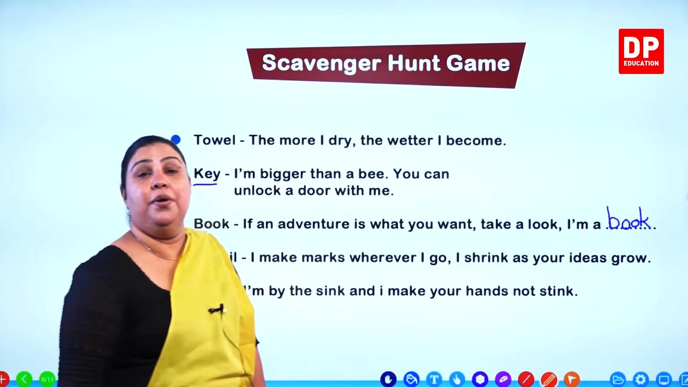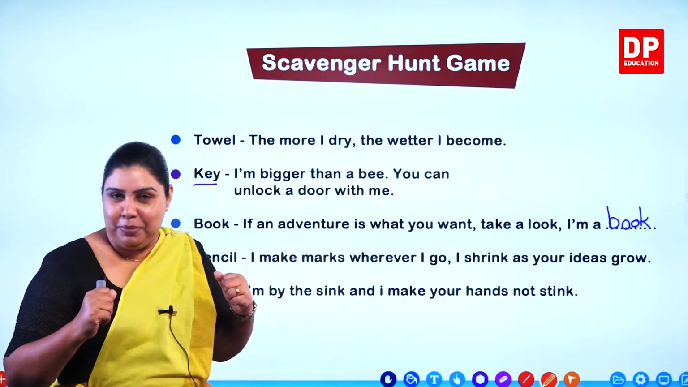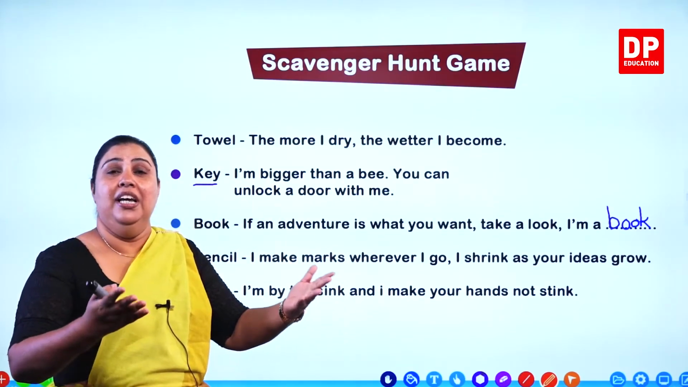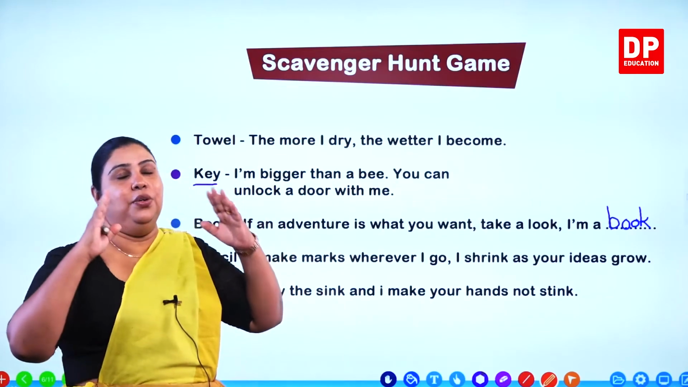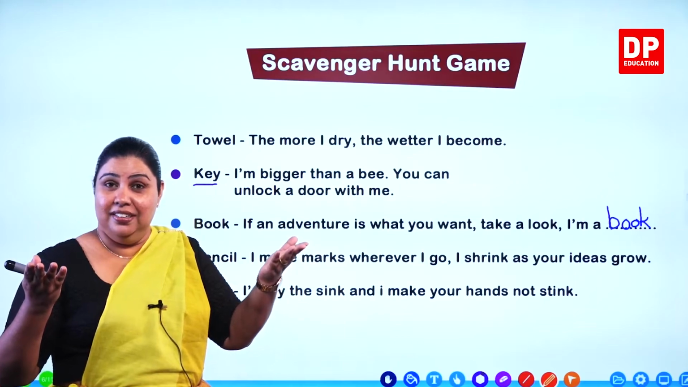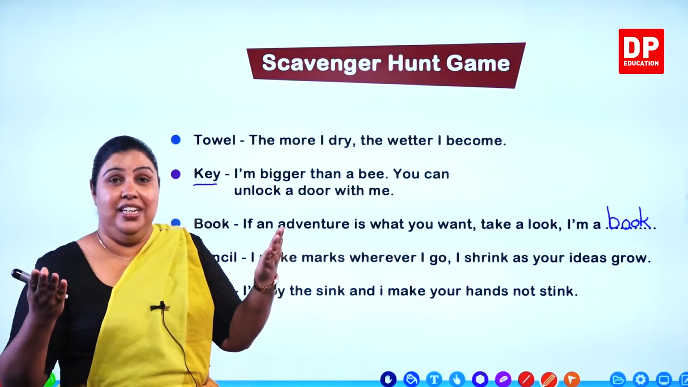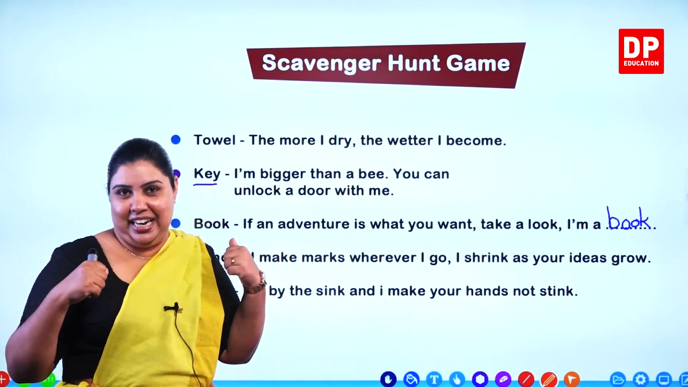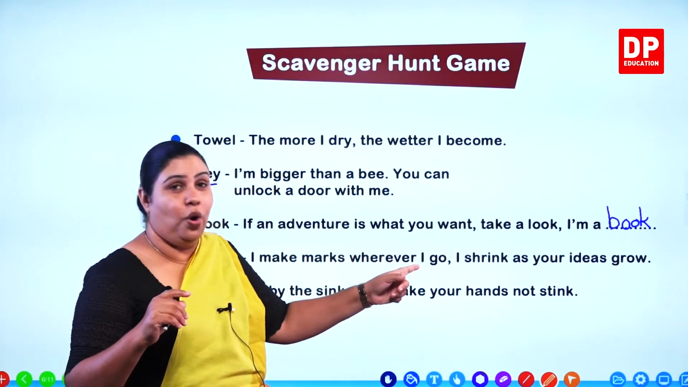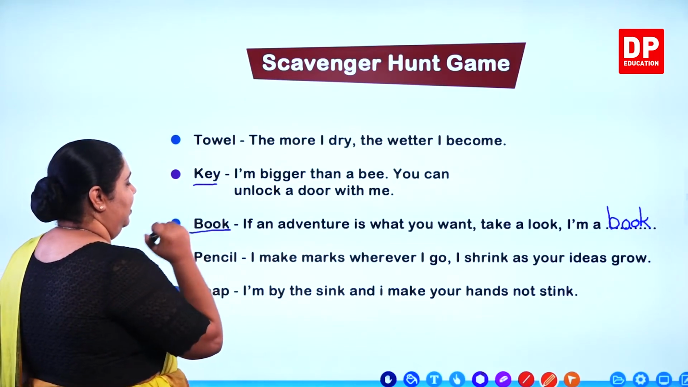Because when we read books, we can imagine all kinds of things in our minds, right? When we read the books, we go into that story. Whatever you are reading, you can imagine and go to that world. So it's an adventure, right? That is why we say when we read books, it's an adventure. It's a wonderful world that the books take us to, right? So now here, if an adventure is what you want, take a look. I'm a book. Here we have the word book.